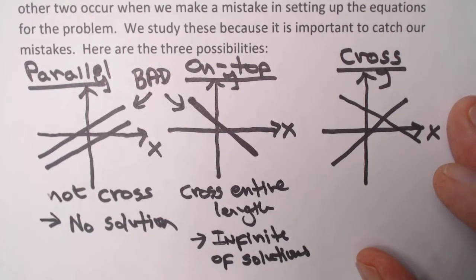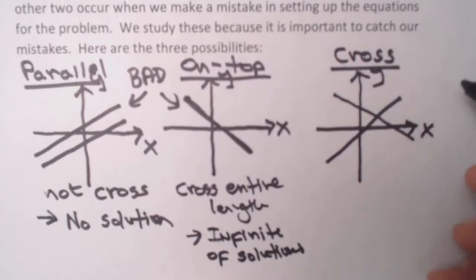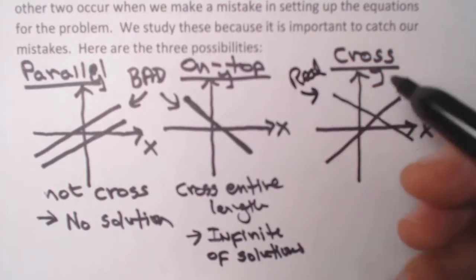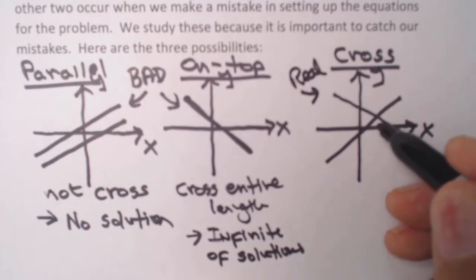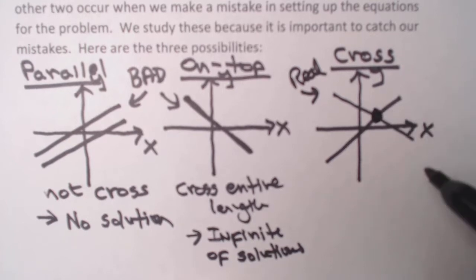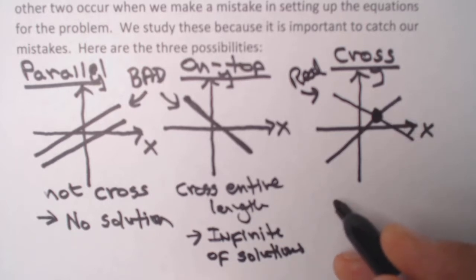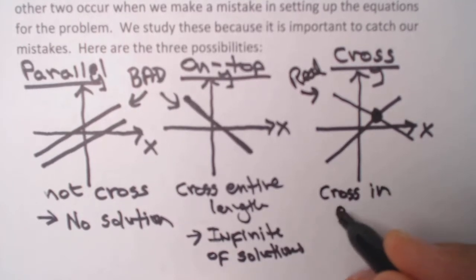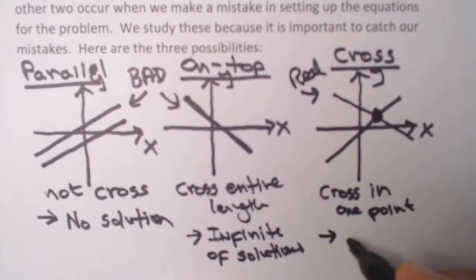Now, the one at the end here, where the two lines cross, this is what happens in real problems. Each one of the equations contains some of the information about the problem, and the point where they cross right here is the solution that's common to both, and it is the system solution. So what happens, they cross in one point, and that one point is the problem solution.